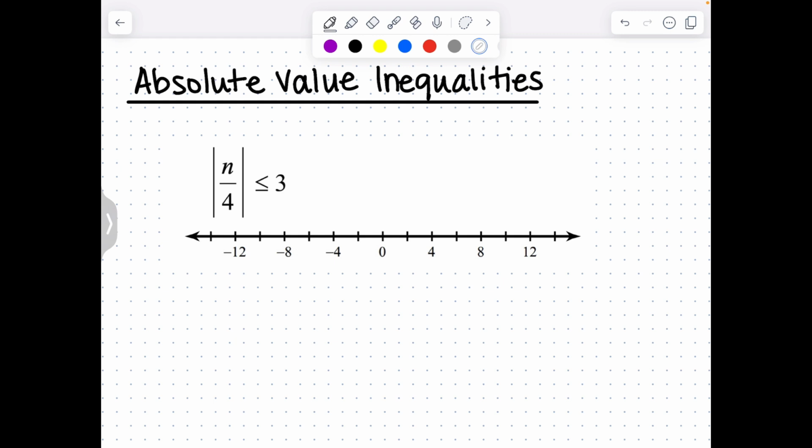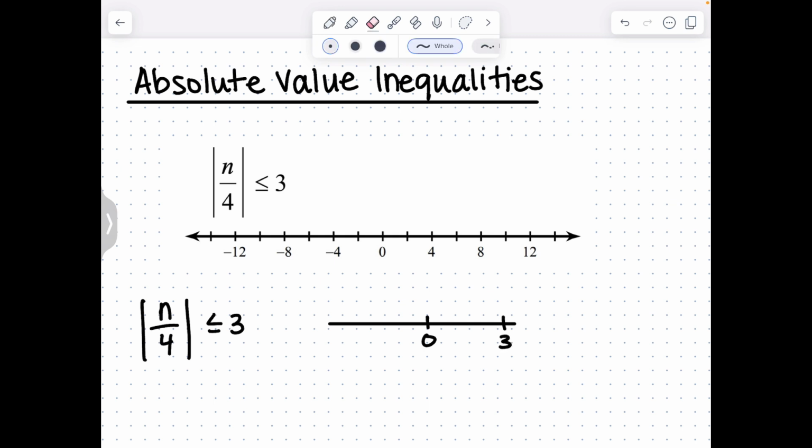So the first thing to look at when you're thinking about an absolute value inequality is just to remember what an absolute value actually means. When we're thinking about this absolute value of n over 4 being less than or equal to 3, that means, as a side note on a number line, if we have 0, it means the distance from 0 to whatever this n over 4 is less than or equal to 3. So this distance to either positive n over 4 or negative n over 4, because both would have the same absolute value, that distance is 3.